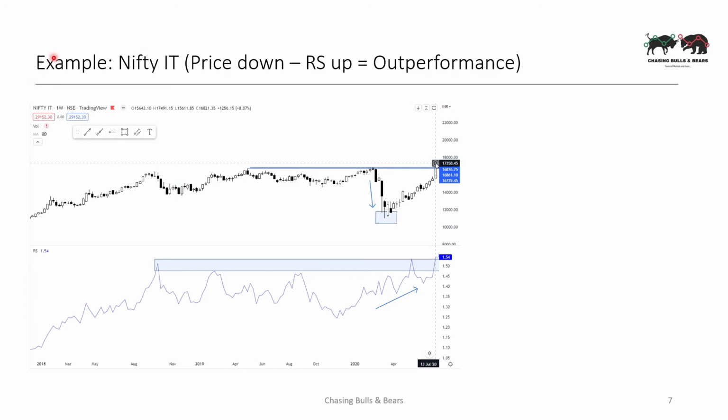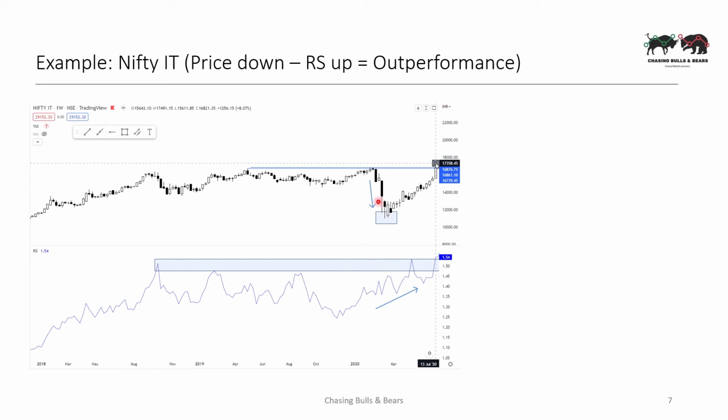Now let us take a look at the Nifty IT. How can we see that Nifty IT is going to outperform well in advance? So the COVID came and Nifty IT started falling along with the markets. But at the same time, if you look at the relative strength of Nifty IT in comparison to Nifty 50, it went high. So the price is going down, relative strength is up. What we learned, that shows outperformance.